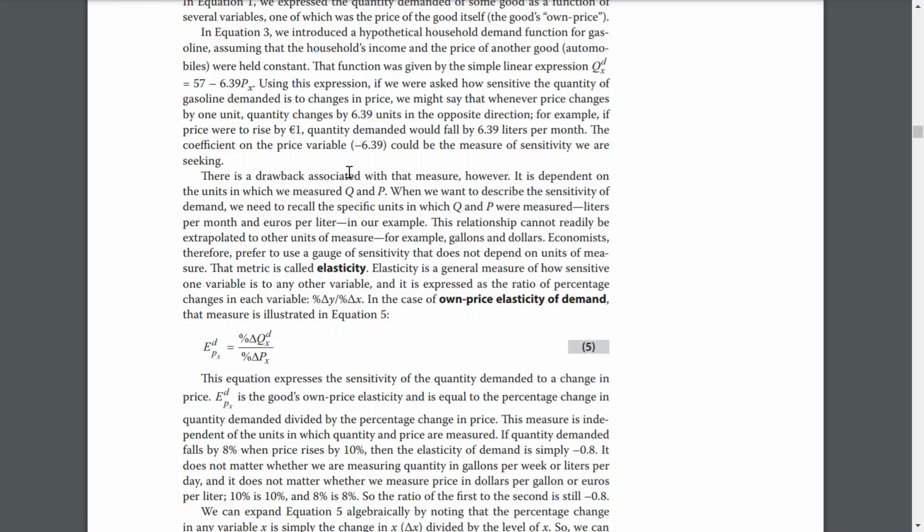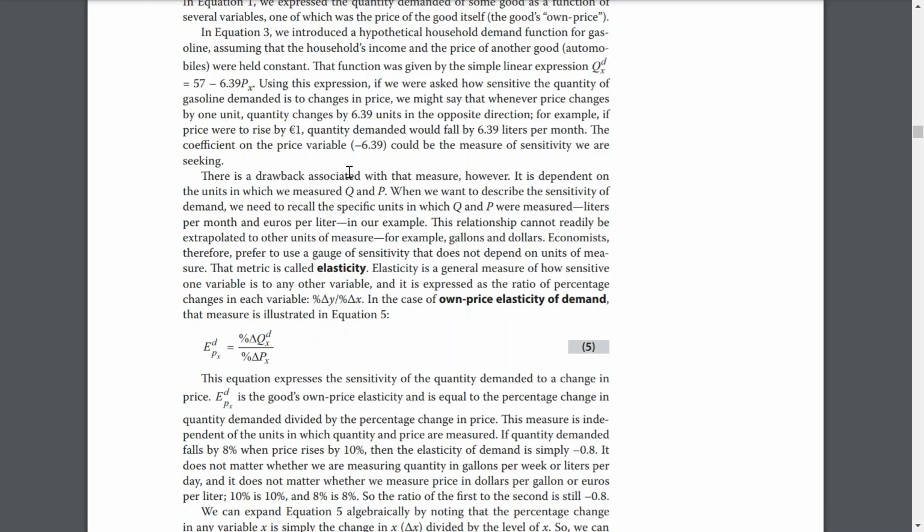We may say that whenever price changes by 1 unit, quantity changes by 6.39 units in the opposite direction. For example, if price were to rise by €1, quantity demanded would fall by 6.39 liters per month. The coefficient on the price variable, negative 6.39, could be the measure of sensitivity we are seeking. There is a drawback associated with that measure, however. It is dependent on the units in which we measure Q and P.